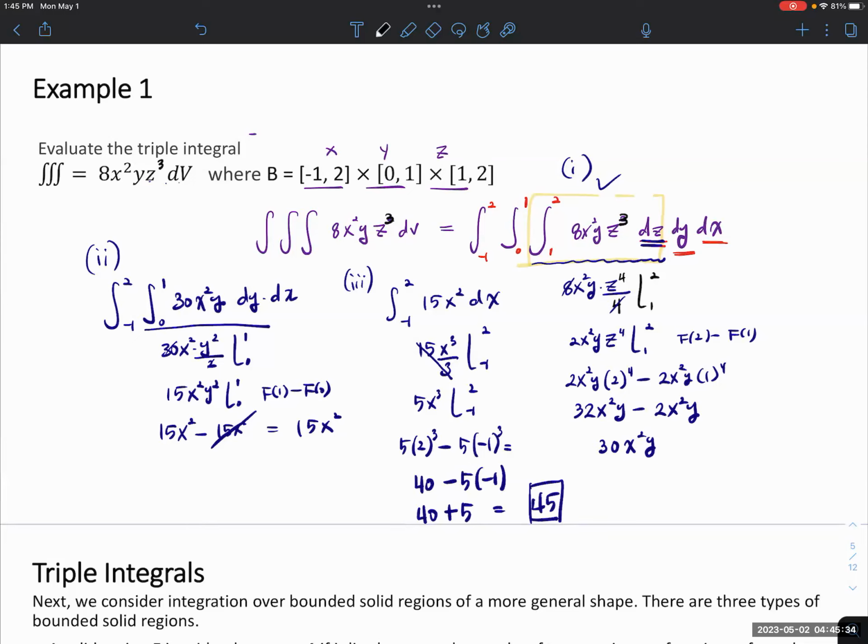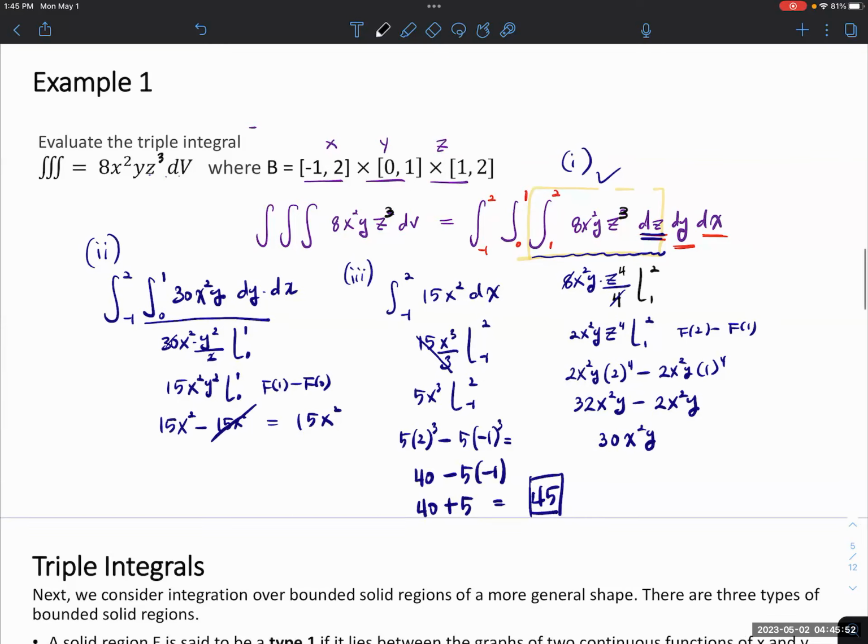Are you guys okay so far? Does it make sense to you? If you guys have been practicing taking integrals since calculus 2, this one should be fine. All right, I'm going to go down to the next question slowly and surely. So take a look at the next one.